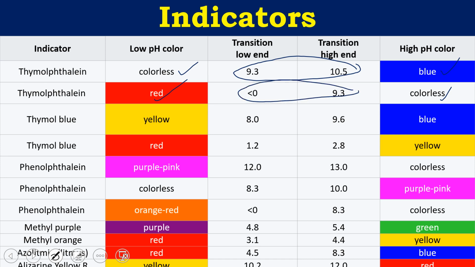Thymol blue you can use in two different kinds of ranges: between 8 to 9.6, where it will be yellow and blue, and between 1.2 to 2.8, so both the acidic and alkaline ranges you can use. Phenolphthalein you can use in three different ranges. These are the common indicators which we commonly use in our labs.